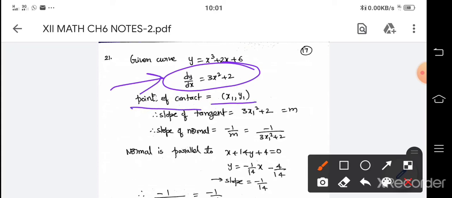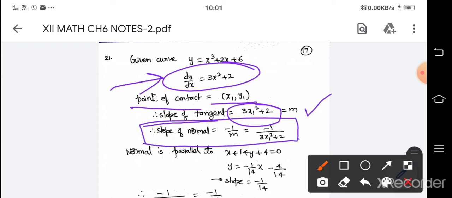Point of contact x1, y1. Slope of tangent is 3x1 square + 2, which is m. So slope of normal is -1/m, that is -1/(3x1 square + 2). Normal is parallel to x + 14y + 4 = 0. So convert into y = mx + c format, so that you get slope will be -1/14.